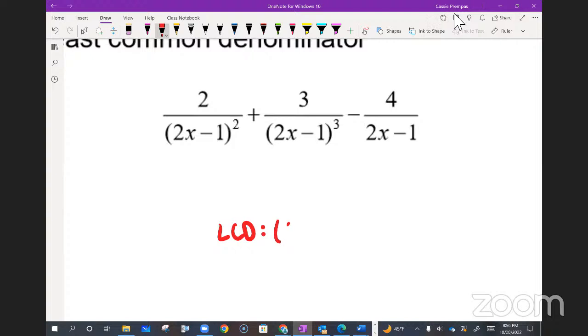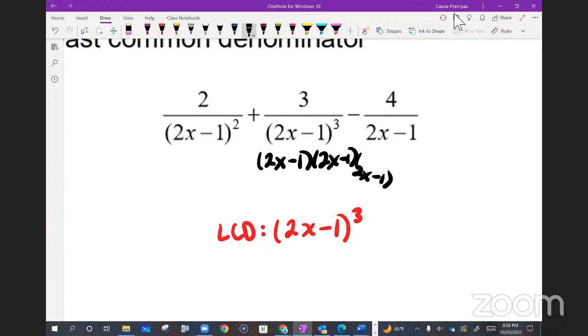Okay, the least common denominator was 2x minus 1 cubed. If you needed to, you could have drawn it out: 2x minus 1 times 2x minus 1 times 2x minus 1. That's kind of hard to write. So this one here also is 2x minus 1 times itself. And I see that they all already share 2x minus 1. But for the least common denominator, you need to have all the denominators multiplying into the same thing. And we don't need four 2x minus 1s because they all already share a 2x minus 1.